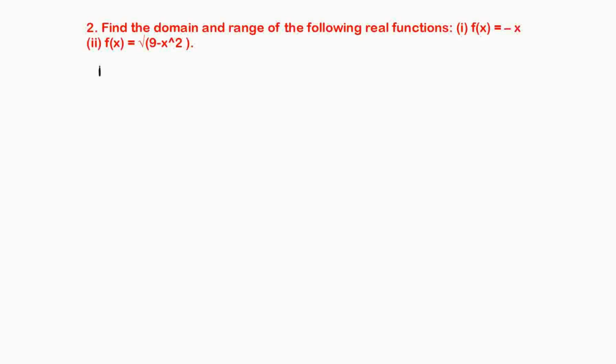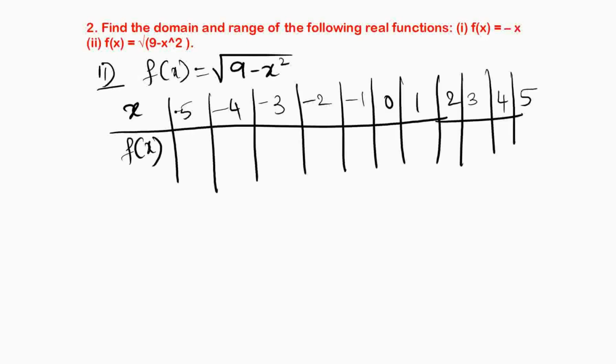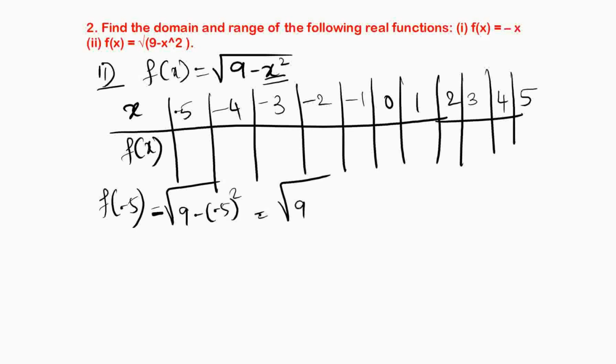Next we will see the second subdivision in problem number 2. f of x is equal to root of 9 minus x square. In that, consider x taking values from minus 5 to 5, so we can fill this table now. f of minus 5 will be equal to root of 9 minus of minus 5 square. Minus 5 square is 25, so 9 minus 25 is root of minus 16.